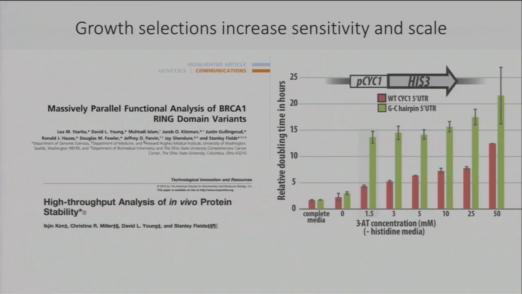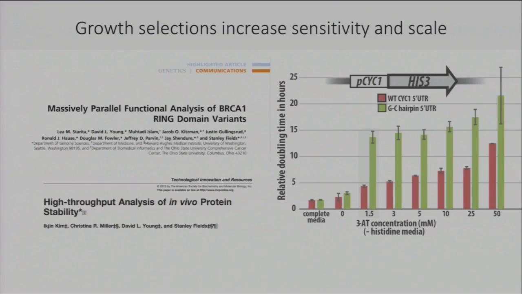This is just the proof in the pudding: when we have the wild type Psych1 promoter, compared to when we add a strong GC hairpin in the 5' UTR, we get a big difference in growth. And this is relative doubling time, so a smaller number means faster growth. We have a big difference by just adding a little bit of 3-aminotriazole, which is the competitive inhibitor for His3. So this is just targeting the best selection parameters.